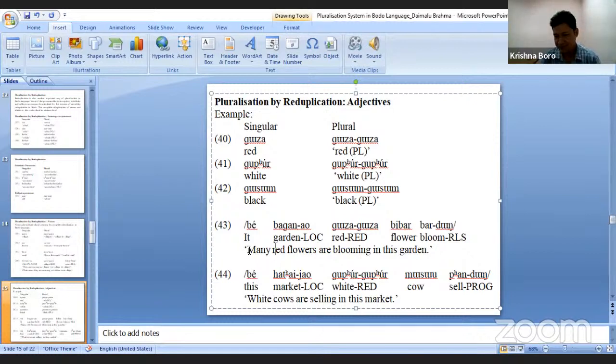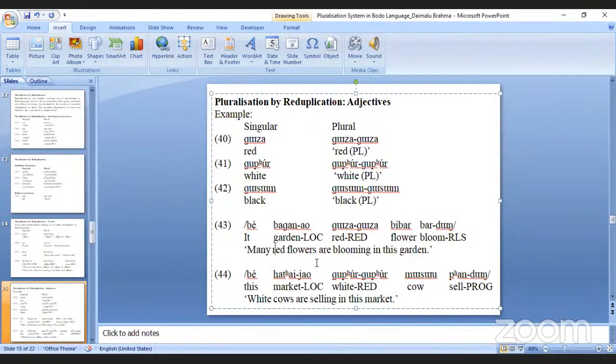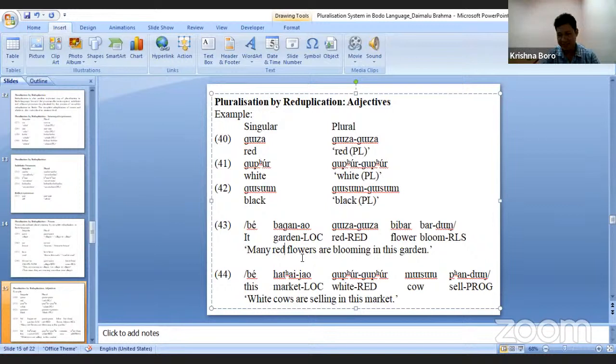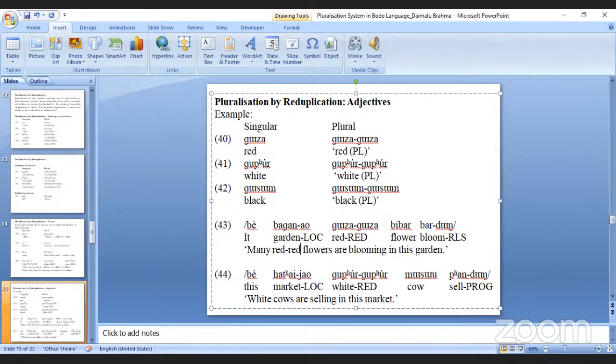All right. It seems like red flowers. Yes. That was also implied. Red. There are more than one flower. Although we don't say that like that in English. Like this, no? Yeah, this is not grammatical in English.